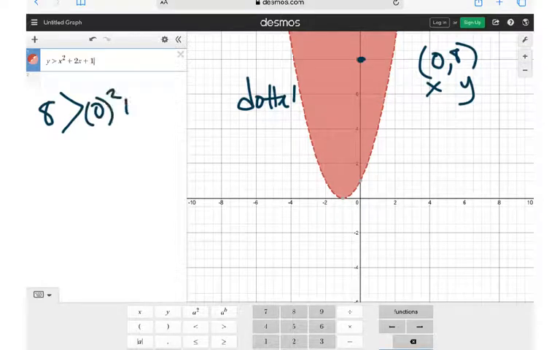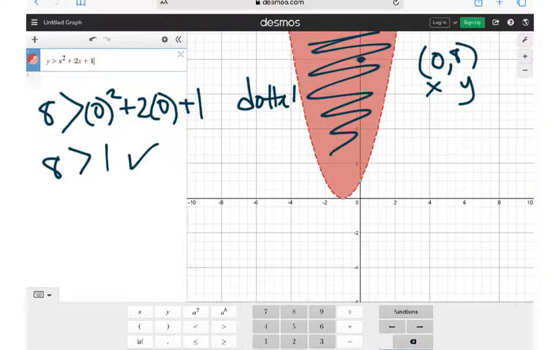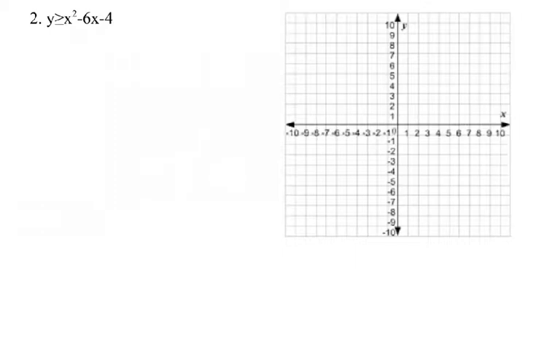So I'm going to replace the x's with zeros. Alright, so 0 squared is 0. 0 plus 2 times 0 is 0. 0 plus 1 is 1. 8 is greater than 1. That is a true statement. That means any point that you pick in here and plug it into your quadratic inequality is going to make a true statement.